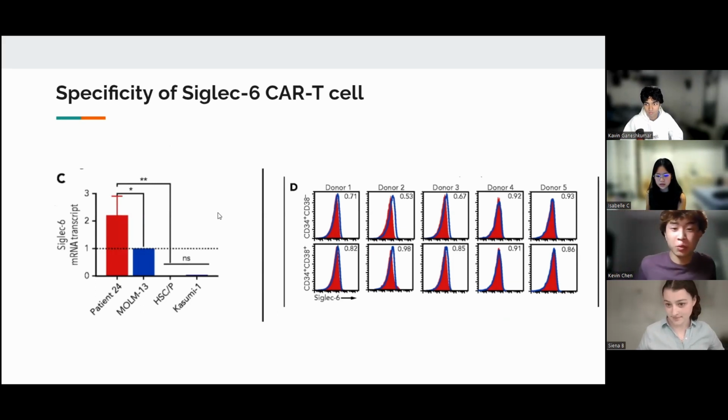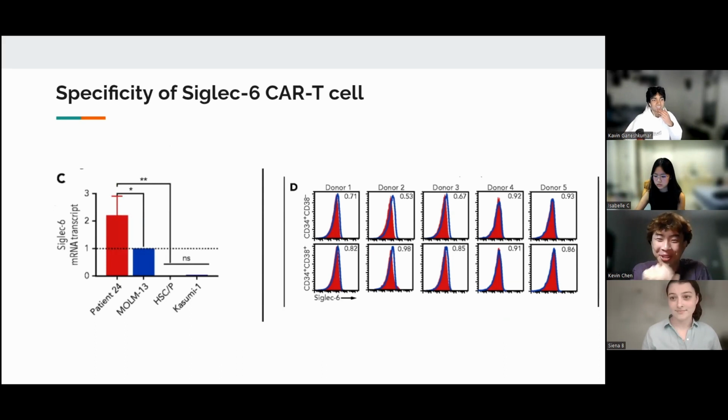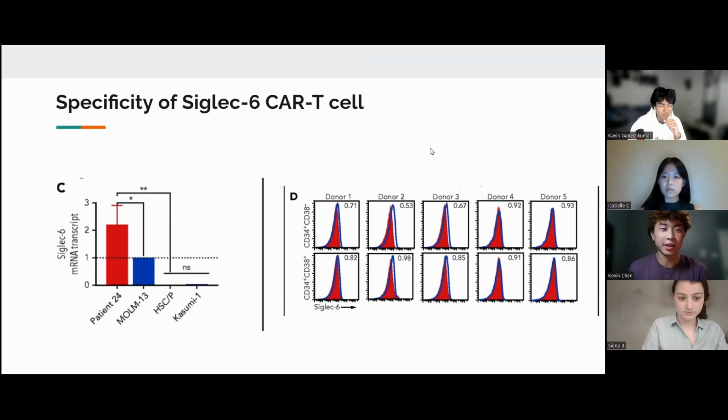The next thing they did was validate the specificity of Siglec-6 CAR T cells. One major problem with current therapies, or any therapy in general, is how specific it is. People with cancer get treated with chemotherapy, but is that really effective? They're just killing everything and hoping that the cancer dies before you die. And it has a lot of other side effects, like fatigue, vomiting, and nausea. So it's really important to have specificity. Next, they validated the specificity of the Siglec-6 CAR T cell.